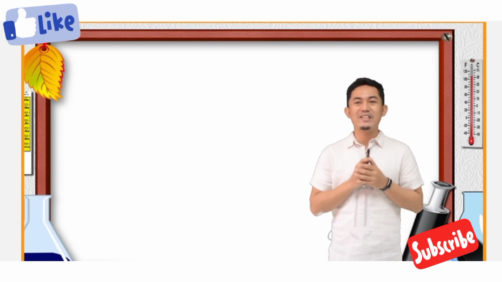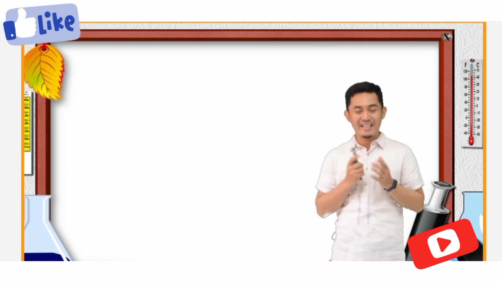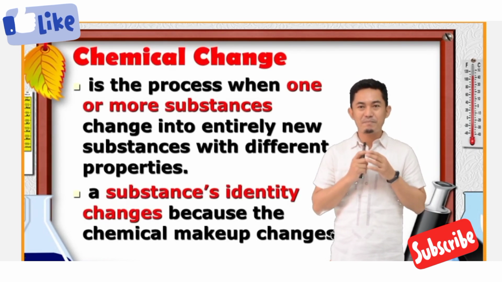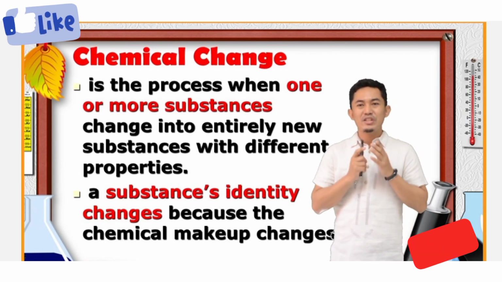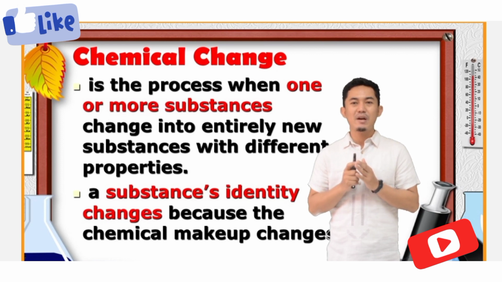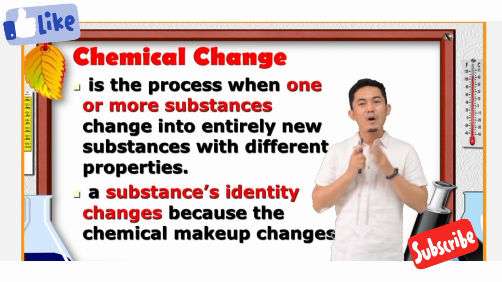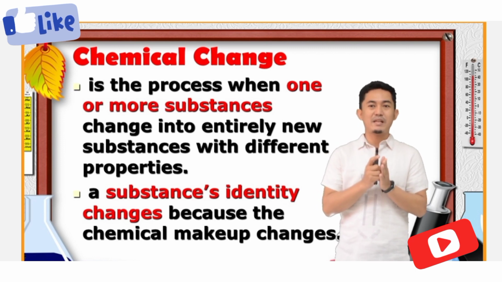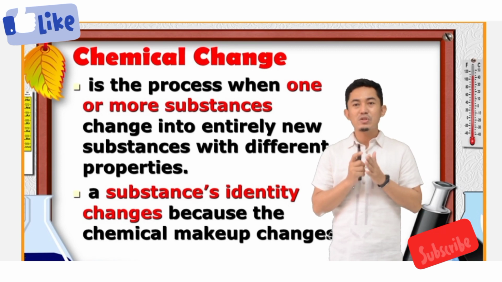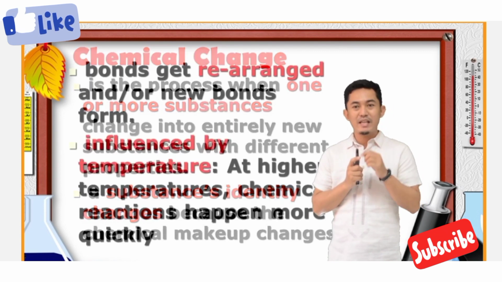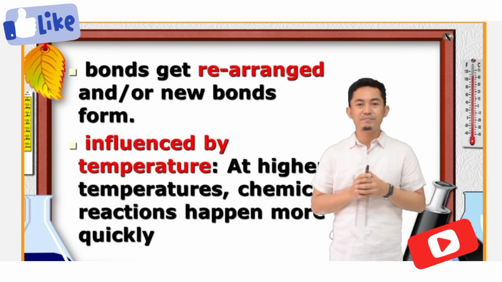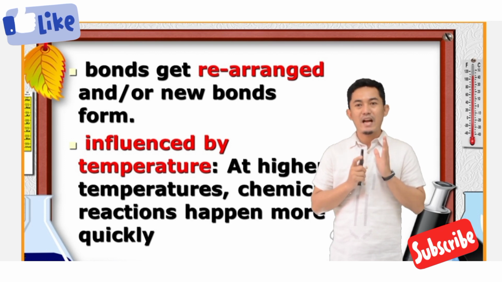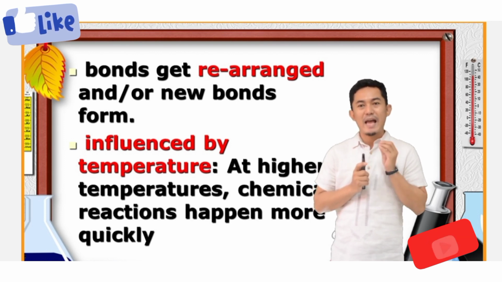Now, I know you are ready to understand chemical change. Am I right? So what are we waiting for? Let's start! Chemical change is the process when one or more substances change into entirely new substances with different properties. Also, chemical change occurs when a substance's identity changes because its chemical makeup changes. We could also know it is chemical change if the bonds get rearranged and or new bonds form. Another is that chemical change is influenced by temperature. At higher temperatures, chemical reactions happen more quickly.